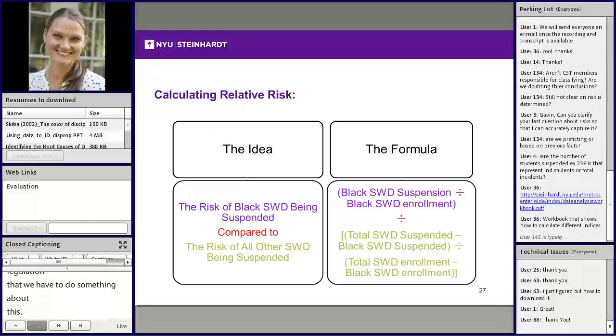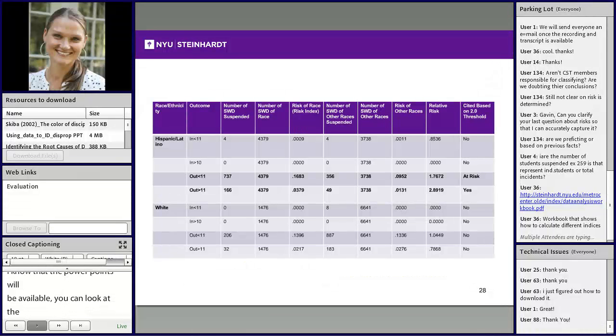So this is the actual formula. It's an example of how you can calculate the relative risk ratio. But again, it's the notion of taking the risk of something occurring compared to the risk of all other groups. I know that the PowerPoints will be available so you can look at this formula more clearly. But the main point is that we're comparing risks across groups. And this is sample data for a state, because as I said earlier, states can pick a different threshold for identifying disproportionality.